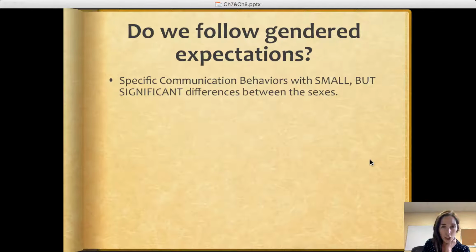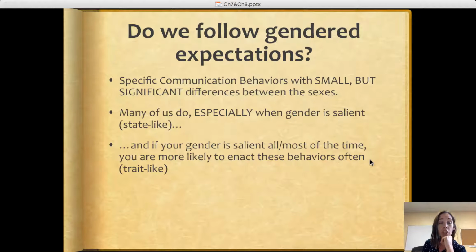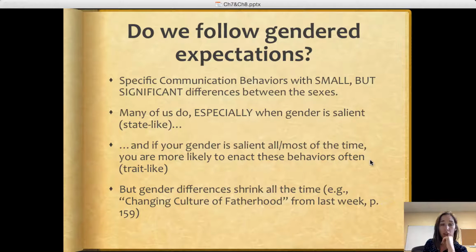So with gendered expectations, just keep in mind that people follow the expectations that society holds, the gender norms for their behaviors, in small but significant ways. Many of us do, especially when gender is salient. We talked about salience last time. If your gender is salient all or most of the time, then you're more likely to enact those behaviors often and have traits such as talking a lot, focusing on emotions a lot, being aggressive, being a good listener. Gender differences shrink all of the time. And so that's a lot like that changing culture of fatherhood that we talked about last week.